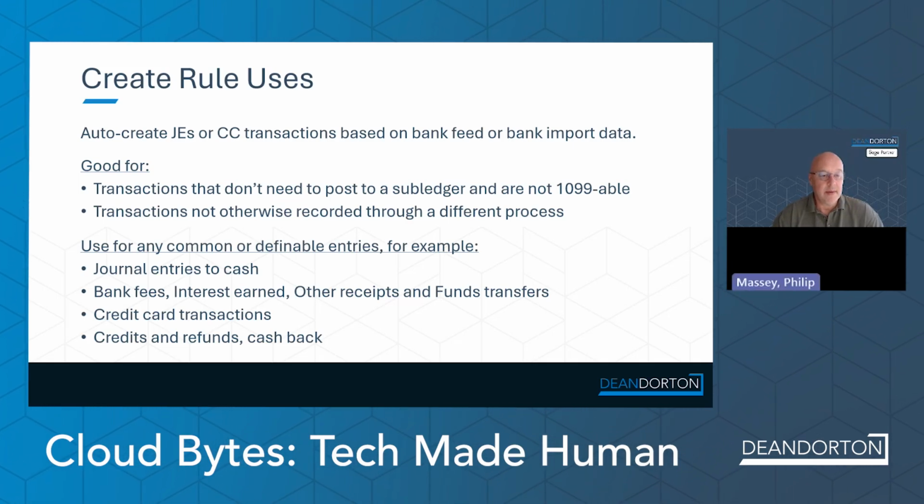Used for any common definable. So here, journal entries to cash, bank fees, other receipts, credit card transactions, credits and returns, cash back, things like that.